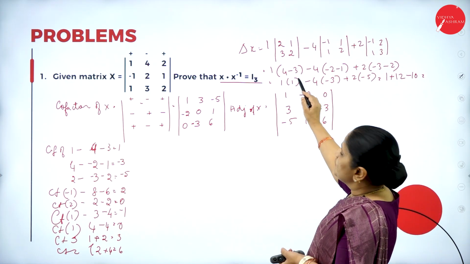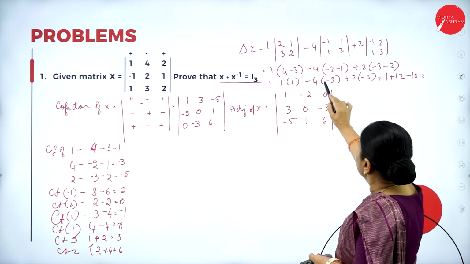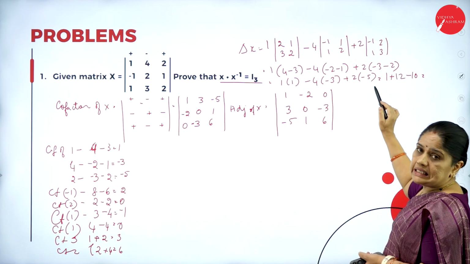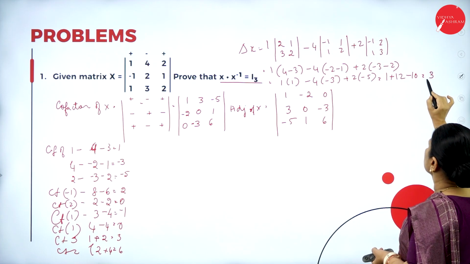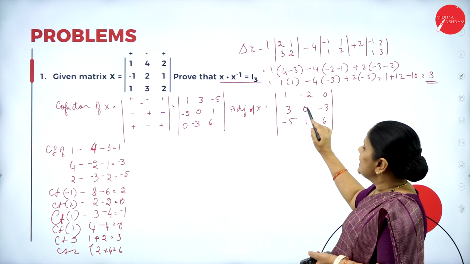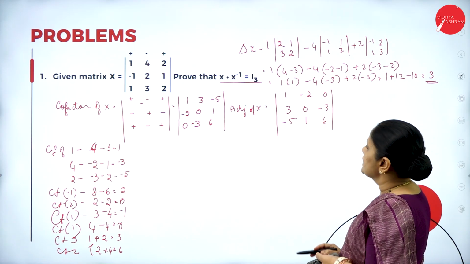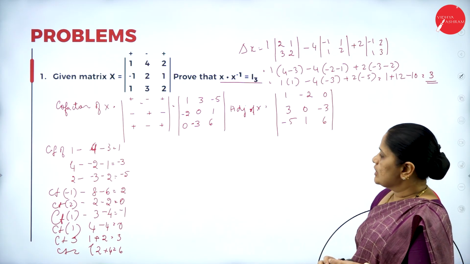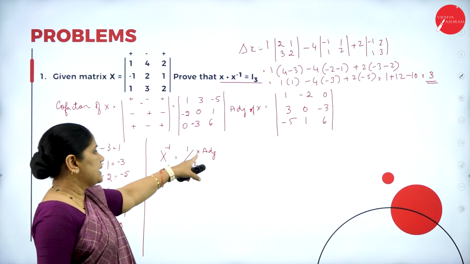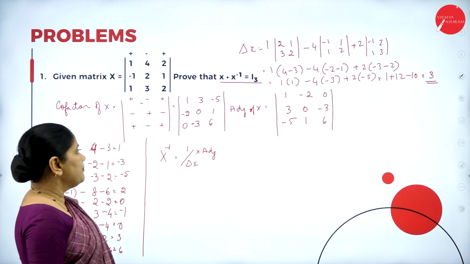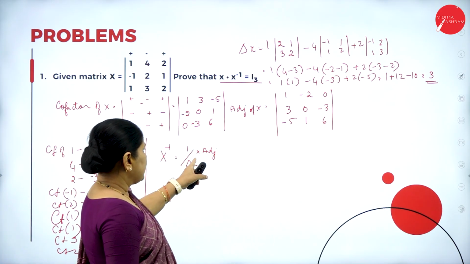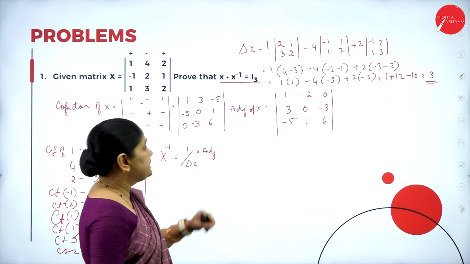Now we have the value of delta x: 1 into 1, 1, 4 into 3, 12 minus 10. So 12 plus 1 is 13, 13 minus 10 is 3. So the value of delta x equals 3. Now we have the adjoint of the matrix. Now I have to find the inverse of x. So to find x inverse, it will be 1 by delta x into adjoint of the matrix. Now I have the adjoint of the matrix here. So I have to multiply it into 1 by 3.